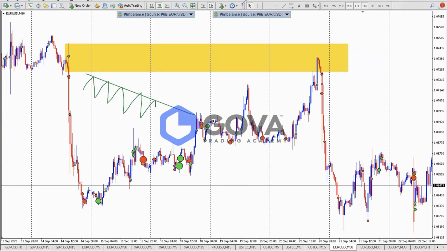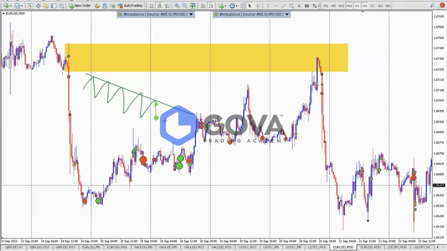Does it make sense for me to buy this market just because I'm seeing a buy imbalance dot around here? No, it doesn't make sense for me to be buying around there. Even if I'm seeing the imbalance here, I'm not going to be buying the market, because this is not the right area to buy the market.